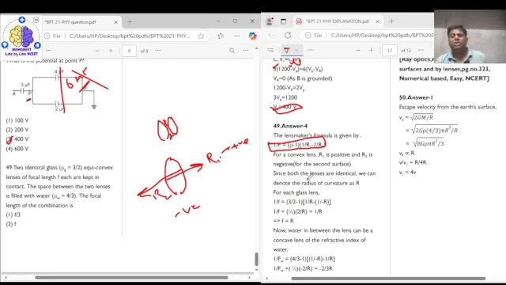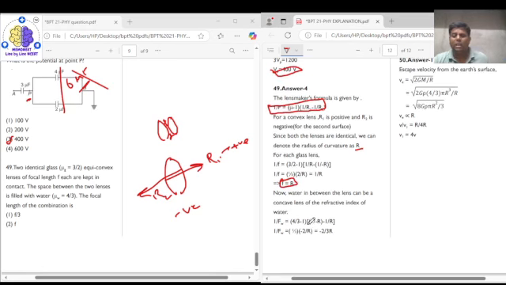Now since both the lenses are identical, we can denote the radius of curvature as capital R. For each lens, 1 by f is equal to (3/2 minus 1) into 1 by R. Doing the calculation, we get f equals R. Whatever is the focal length of the lens will be equal to the radius of curvature. Now the water in between the lenses can act as a concave lens.